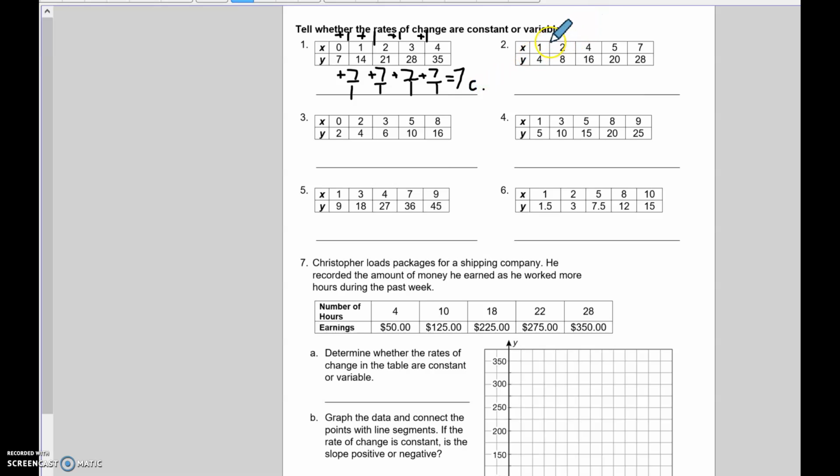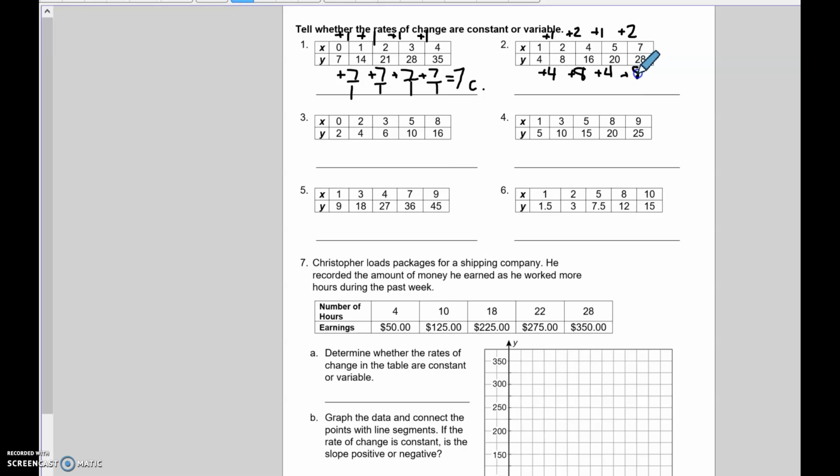All right, number 2 here, I have plus 1. And then here, this is plus 2. Then I have plus 1 and plus 2 to go from 5 to 7. Down here, from 4 to 8 is plus 4. 8 to 16 is plus 8. This would be plus 4. And then plus 8.